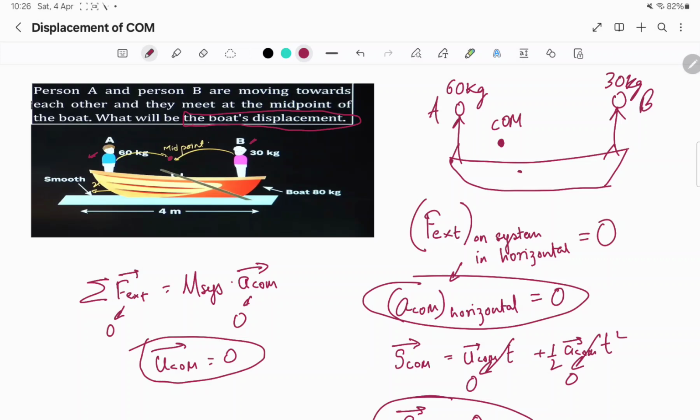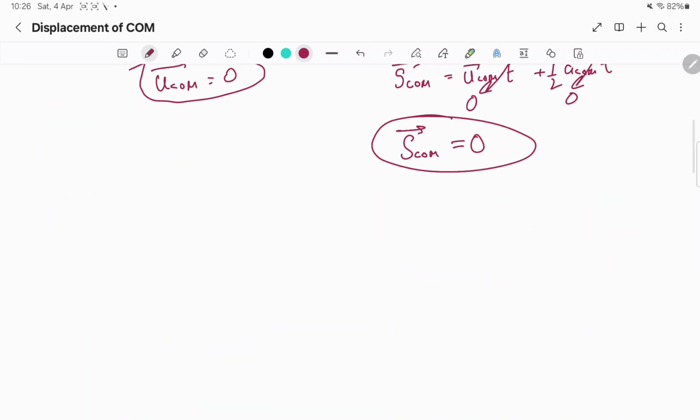Now we have to find in which direction the boat will move. For that purpose, we can take any direction. If we don't know where the boat moves, we can say that the boat is moving to the right. Suppose the boat moves right by x, and the center of mass location is not changed. So the displacement of center of mass is 0. What is the formula for displacement of center of mass?